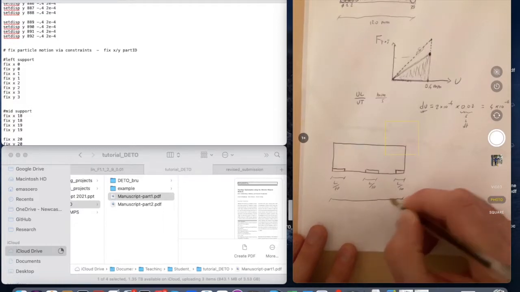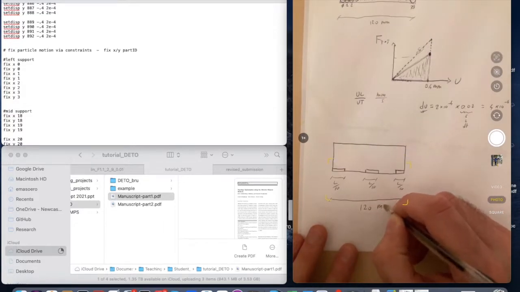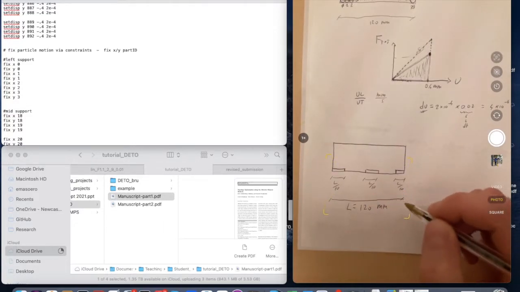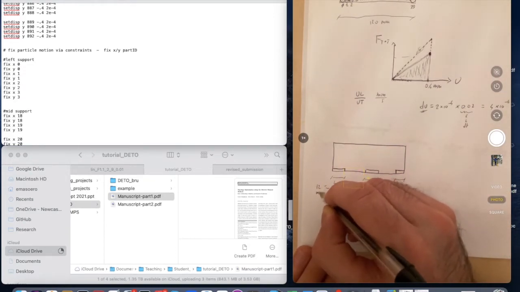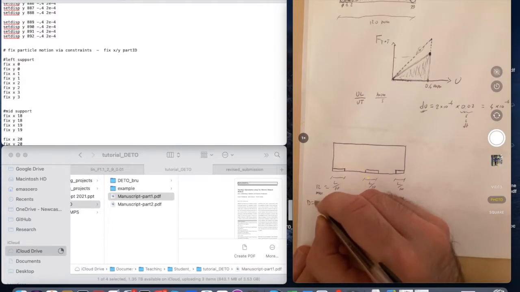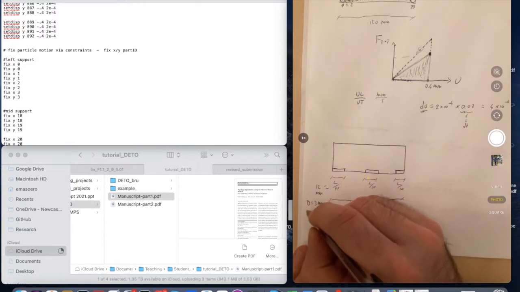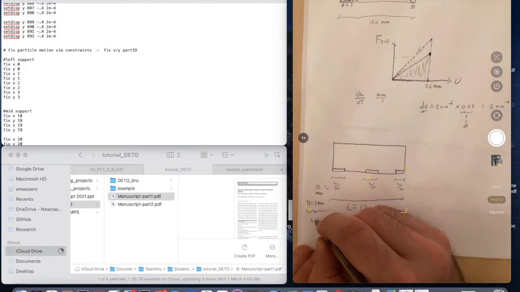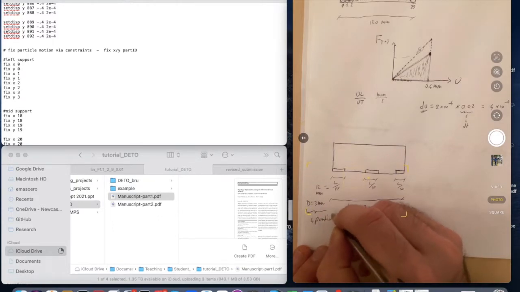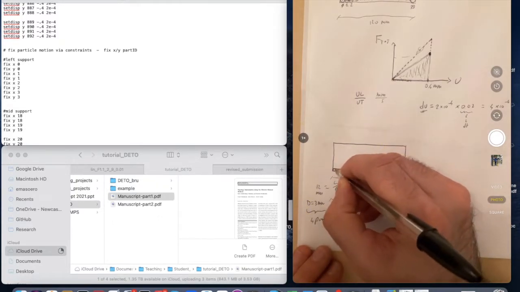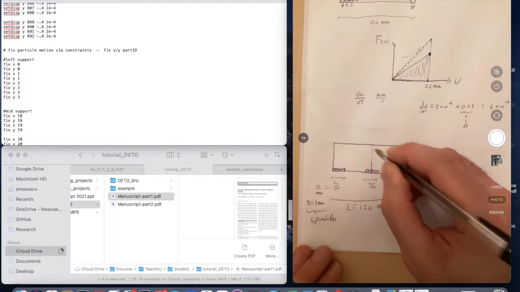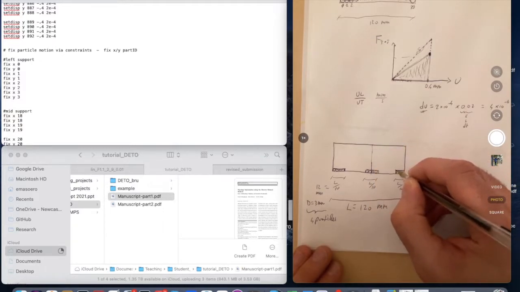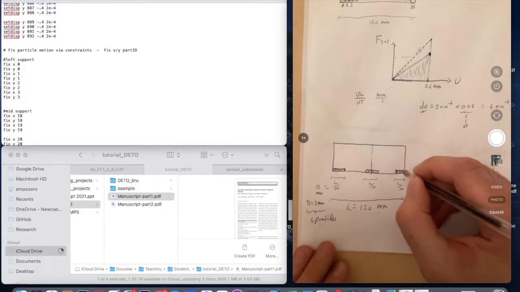L being the total length of the beam that was 120 millimeters. So L over 10 is equal to 12 millimeters. But because the particle diameter is 3 millimeters, then we need to fix the first 4 particles. So 1, 2, 3, 4 here, 1, 2, 3, 4 right in the middle around the axis of symmetry, and 1, 2, 3, 4 to the right there.